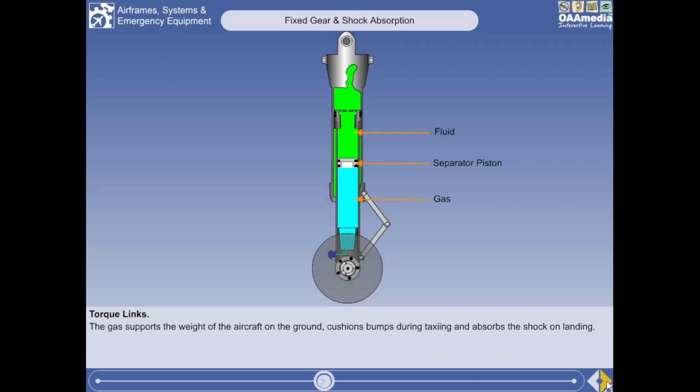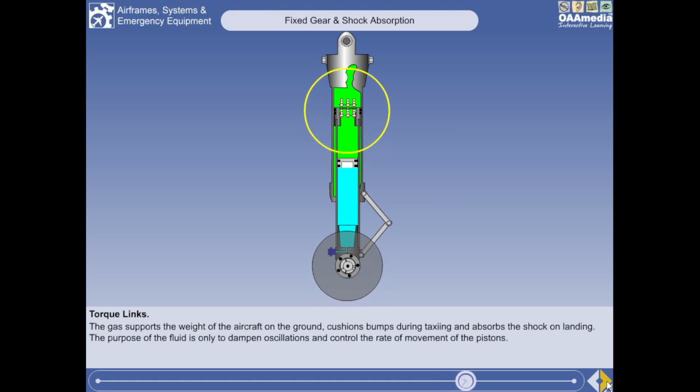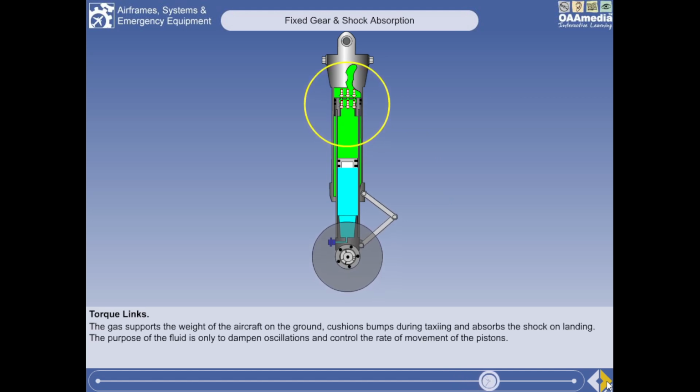The area above the separator piston is filled with hydraulic fluid, and the area below is inflated with compressed gas, which may either be air or nitrogen. The separator piston is a free-floating piston, which keeps the fluid and gas apart. The gas supports the weight of the aircraft on the ground, cushions bumps during taxiing, and absorbs the shock on landing. The purpose of the fluid is only to dampen oscillations and control the rate of compression and extension of the cylinders.